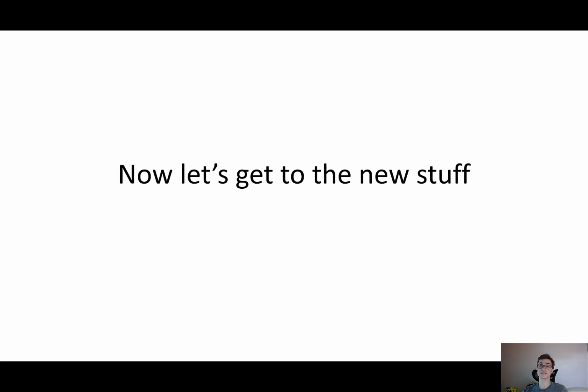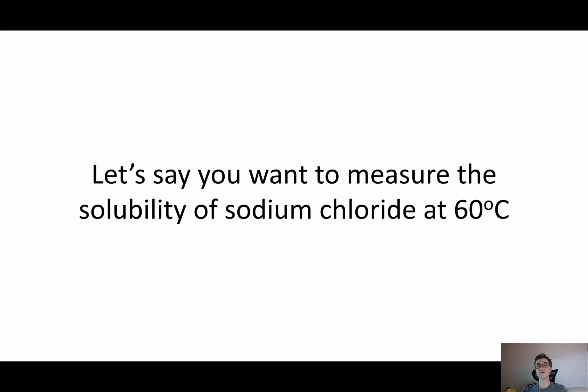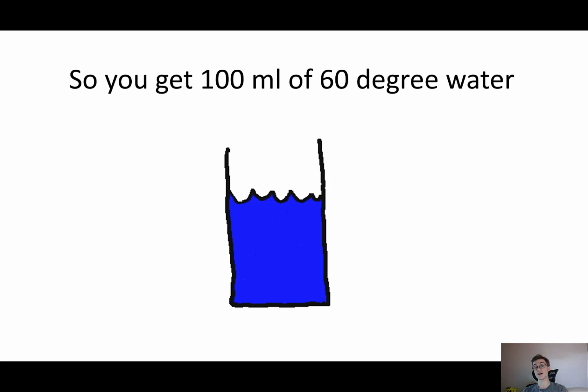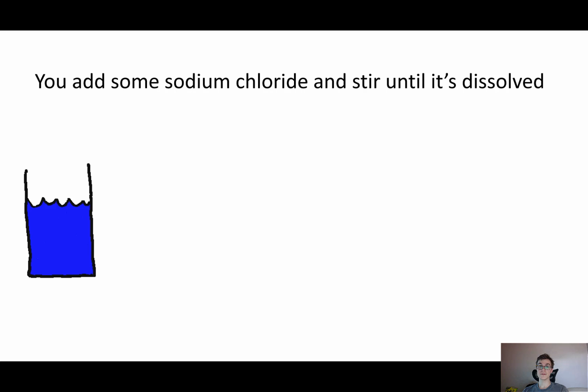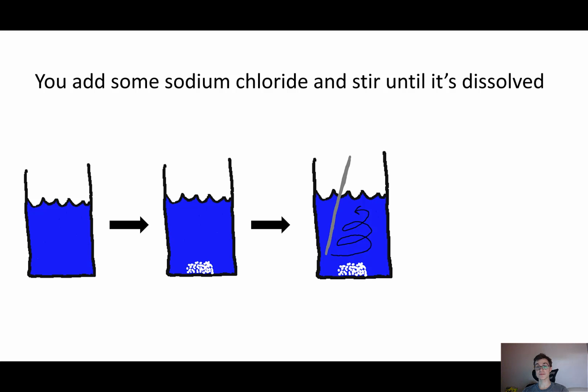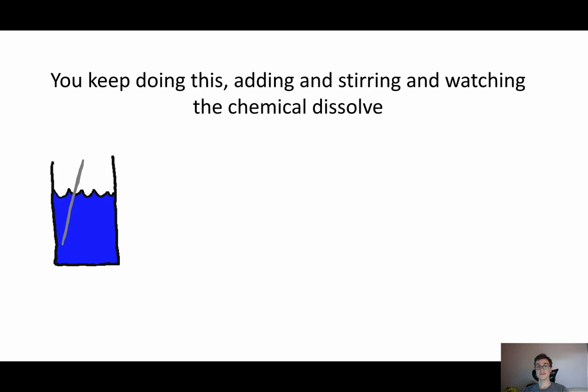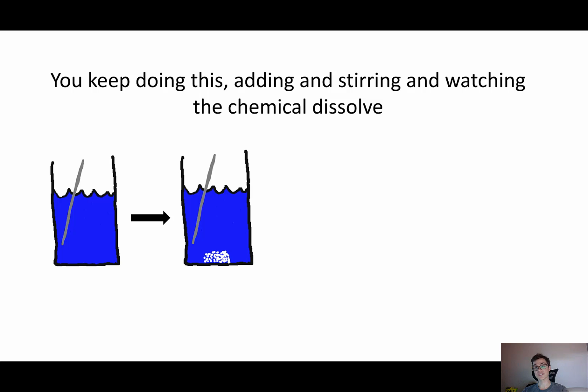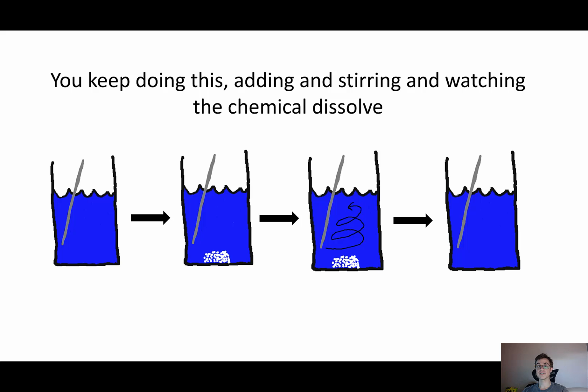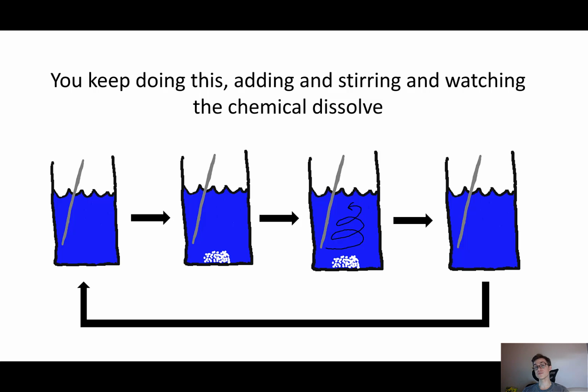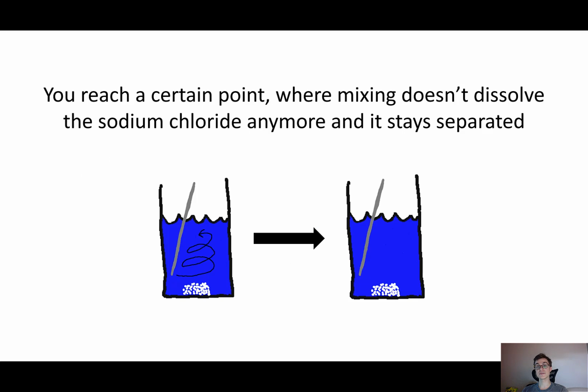Okay, with that out of the way, let's get to the new stuff. Let's say you want to measure the solubility of sodium chloride at 60 degrees. So you have 100 milliliters of 60-degree water, and you add some sodium chloride, and you stir it up until it's dissolved. You keep doing this. You see that it dissolves, so you add some more, and you stir, and you see it dissolve. You repeat this process over and over again, adding some, stirring, until eventually you're going to add some, you will stir it up, and it's not going to dissolve. So you will reach a certain point where mixing does not dissolve the sodium chloride anymore, and it stays separated out.